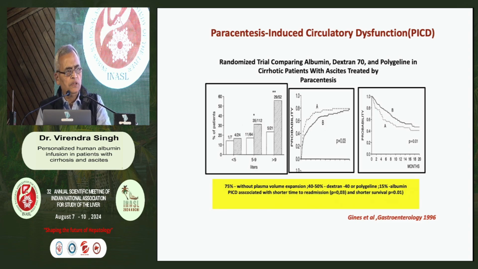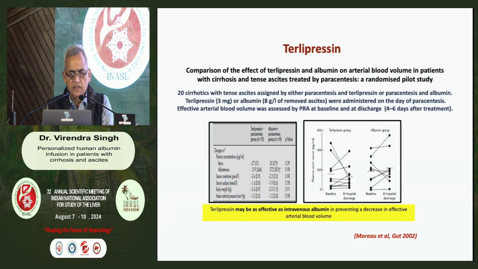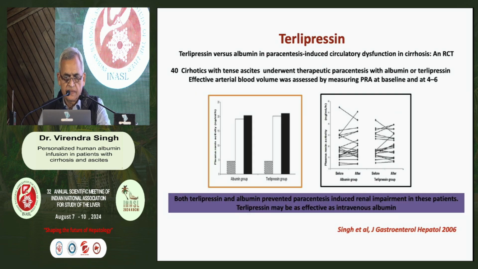When we do the paracentesis without giving any albumin or the plasma, this occurs in about 75% patients. When we give plasma, it develops in about 40 to 50%, and even with the albumin, this develops in about 15%. This is the study in which Moru compared the use of the terlipressin for the prevention of the PICD. Albumin as well as the terlipressin was effective in preventing PICD.